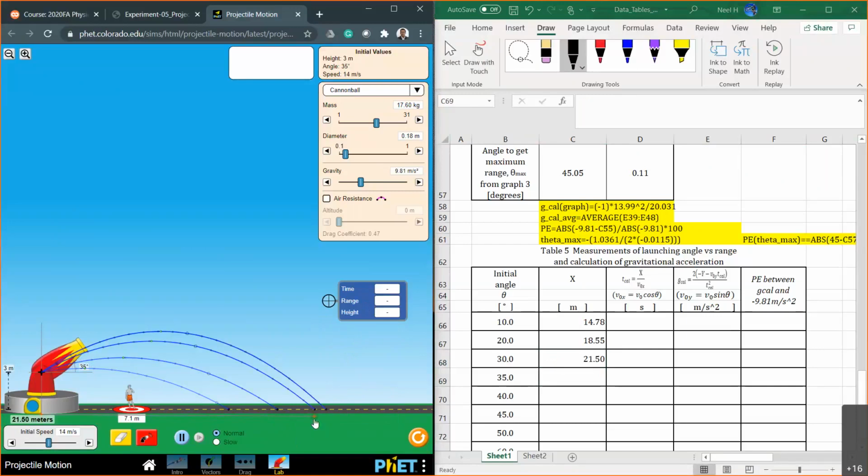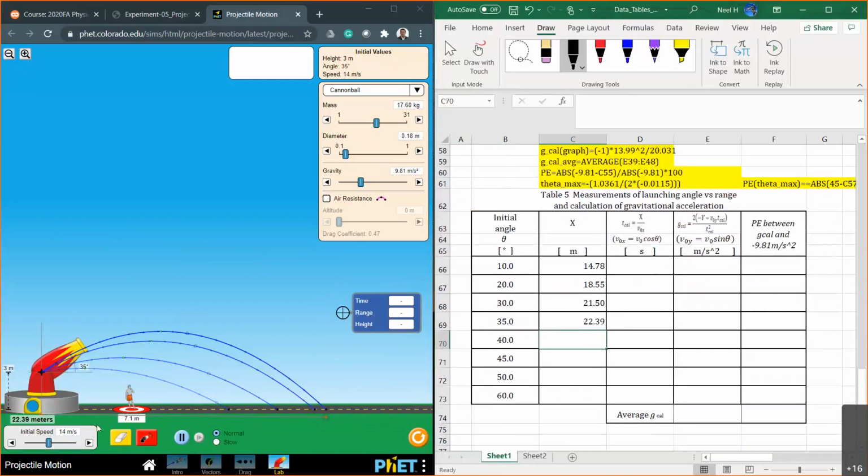Okay, slightly higher. Make sure you recheck that. 22.37, 39. That's close by. 22.39. I'm going to use tape meter values. And then increase the angle to 40. Fire it again. Slightly off, right? Now you can see we may be closing in on the maximum range, right?